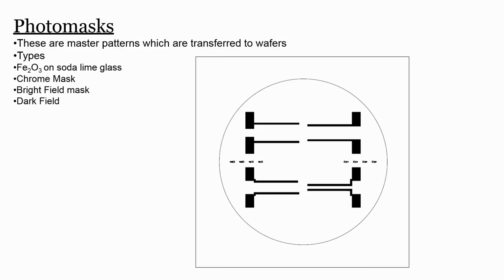We have just seen a few masks, and these are master patterns which are transferred to the wafers. So, when you talk about types of mask, we have Fe2O3 on soda lime glass, we have chrome mask, these are two different materials, while the masks can be classified as bright field mask or dark field mask. This is an example of a bright field mask. Okay, guys.